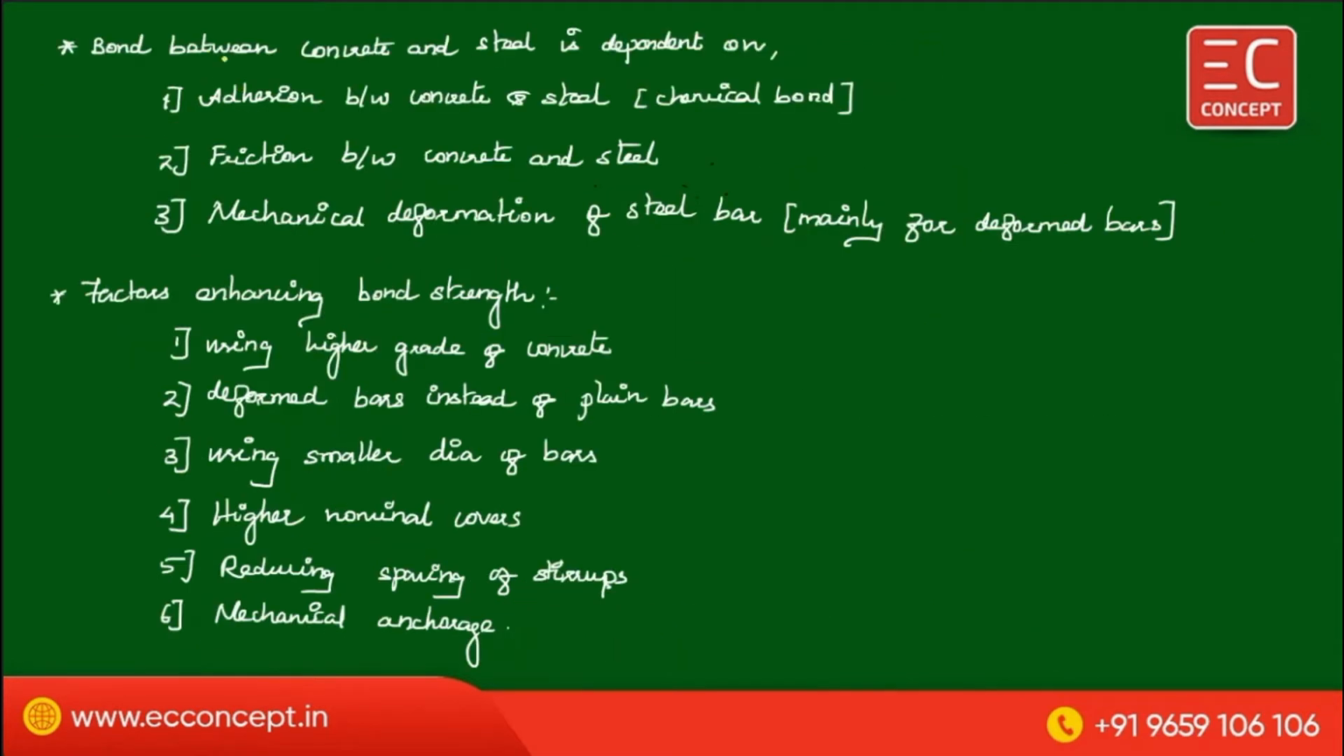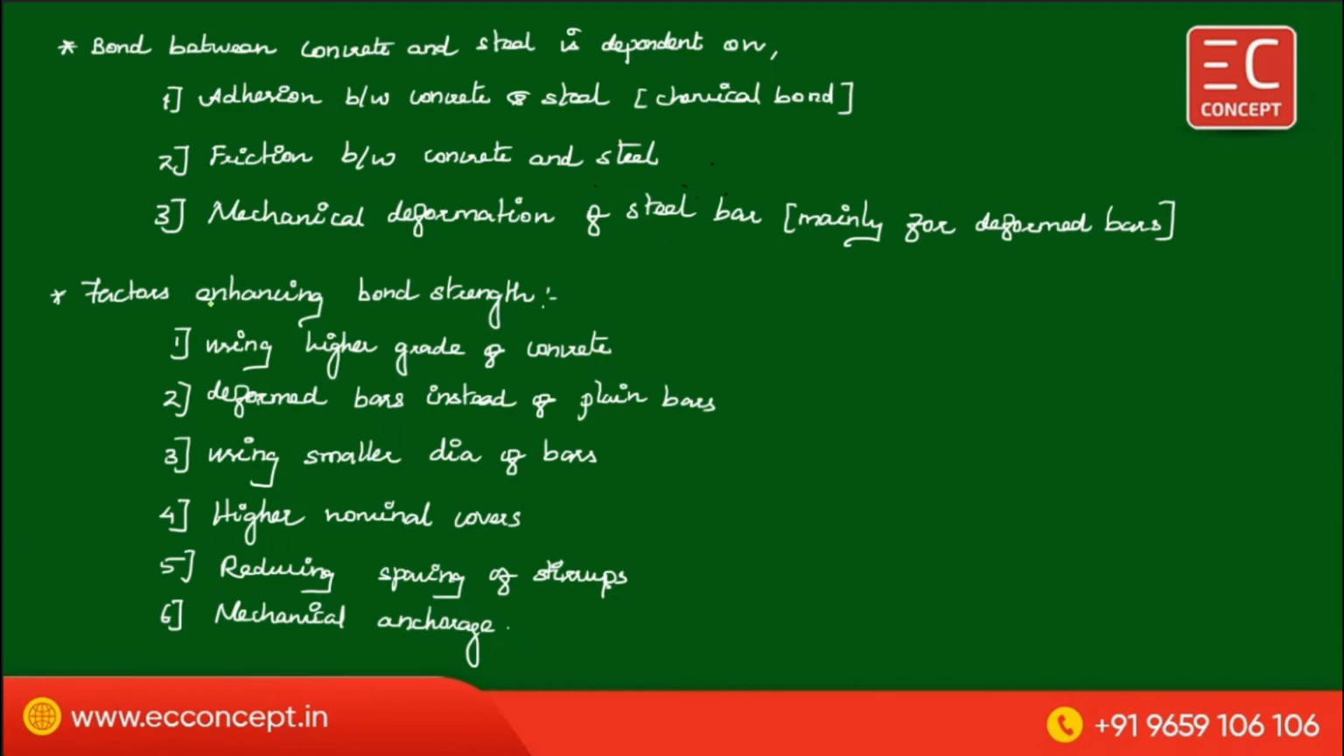Now, bond between concrete and steel is dependent on, first, adhesion between concrete and steel, which is an important property. Next is friction between concrete and steel. Then mechanical deformation of the steel bar, whether it is a twisted bar or a plain bar, and so on.